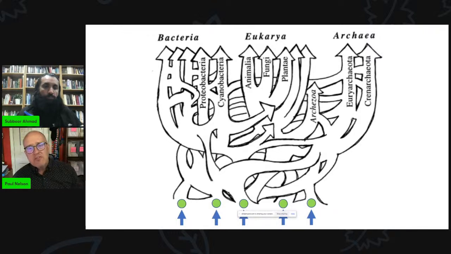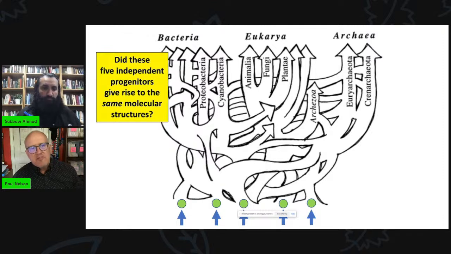Now, this raises the question, did these independent progenitors give rise to the same molecular structures? For instance, let's assume that these are alkaline submarine vents, a very popular hypothesis right now for the origin of the first biomolecules. That is, that's the environmental setting where those events occurred.